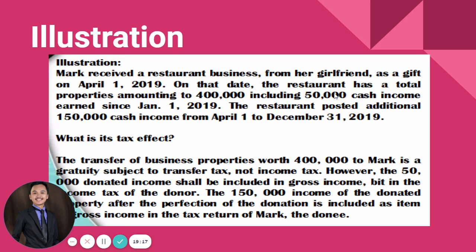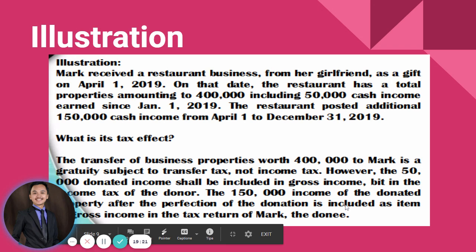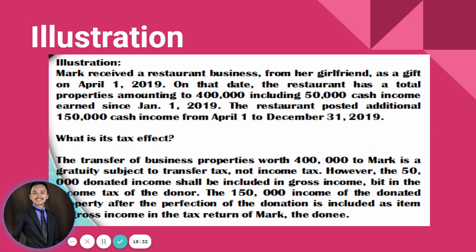Okay? The 150,000, however, income of the donated property after the perfection of the donation will now be included as an item of gross income in the tax return of Mark, who is the donee. It is only after the perfection of the contract, when the restaurant earns, that's the time it will be taxable on the returns of the boyfriend, or Mark, or whoever the donee of the property is. Okay?